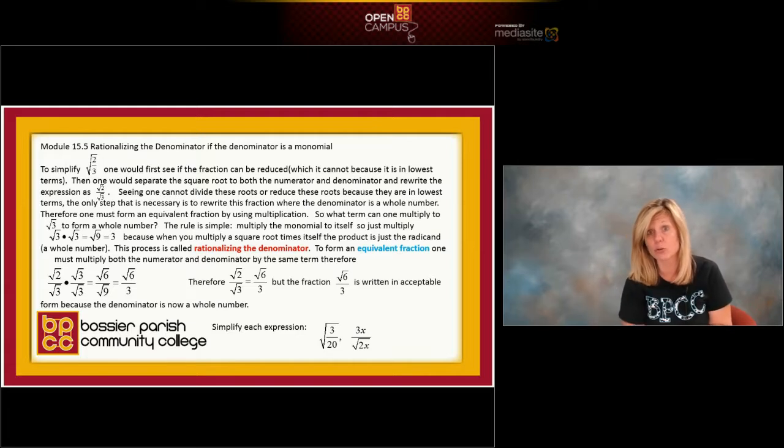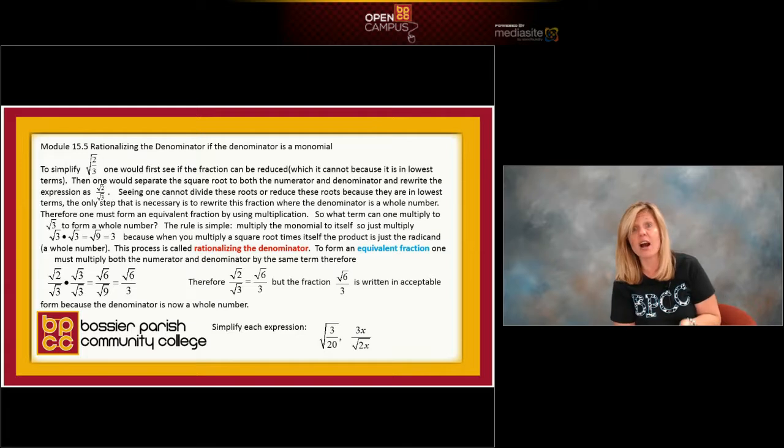Well, they're both square roots. So the question is, can you divide 2, that radicand, by 3, the other radicand? And again, our answer is no. The other thing to look at is, because we're dealing with square roots, can we break them down, simplify them? Well, 2 and 3 are both prime numbers, so they're already in lowest terms. So there's nothing we can do to simplify square root of 2 over square root of 3.